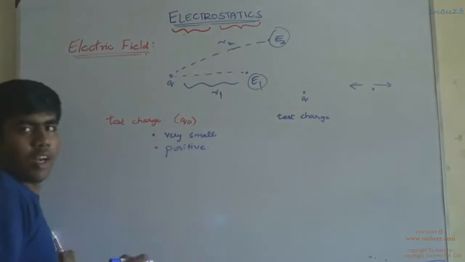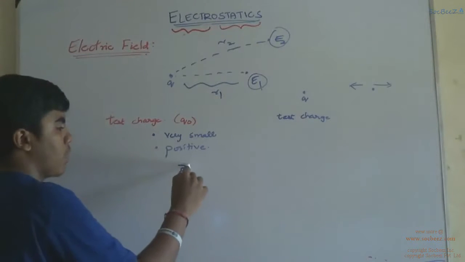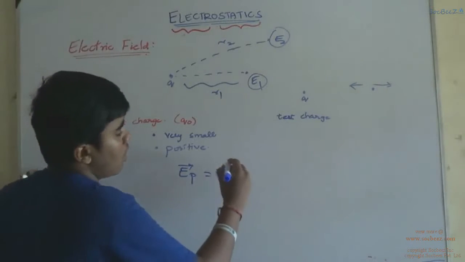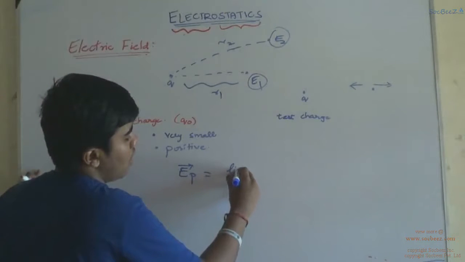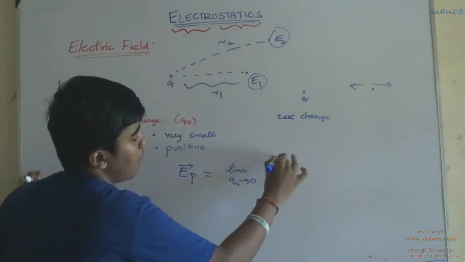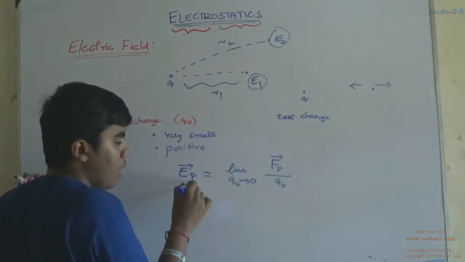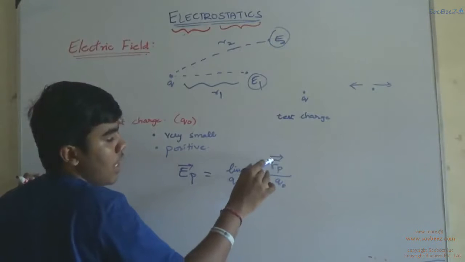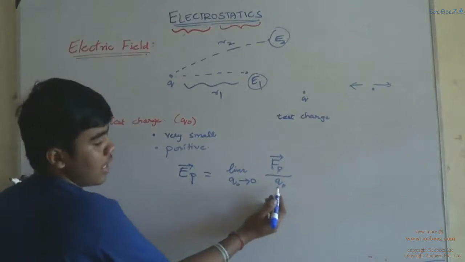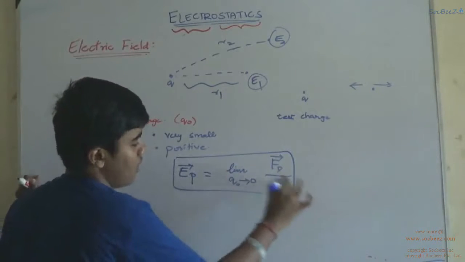Now what is the definition of electric field? Mathematically, we define electric field at a point P. Electric field is a vector, by the way, equal to the force experienced by the test charge at the point P, divided by the test charge, where the test charge tends to 0, like it's very small. This is the definition of an electric field.